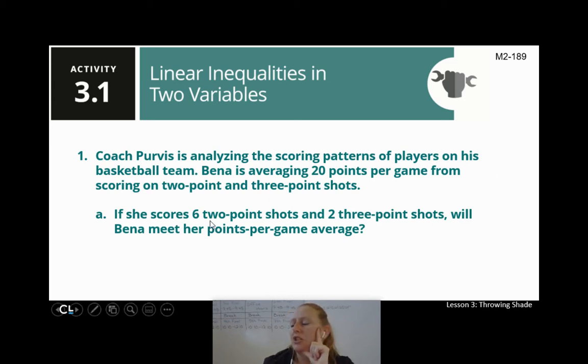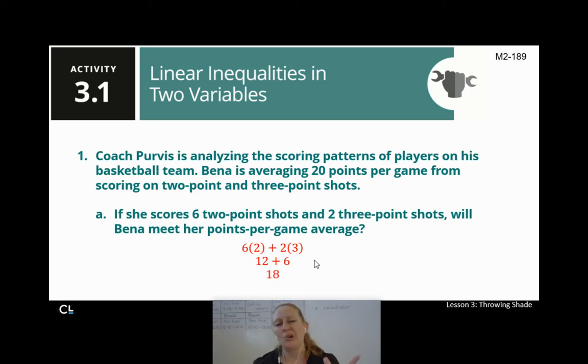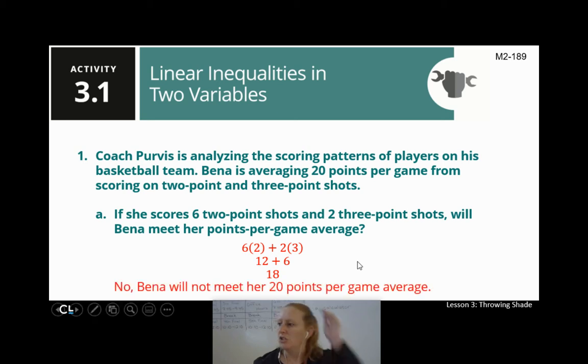So 6 2-point shots would be 6 times 2, and 2 3-point shots would be 2 times 3. And of course, 6 times 2 is 12, and 2 times 3 is 6. If we add those together, that's a total of 18 points. So in this situation, no, she's not going to meet her points per game average. If her average is 20 points per game, she's not going to hit that in that game.